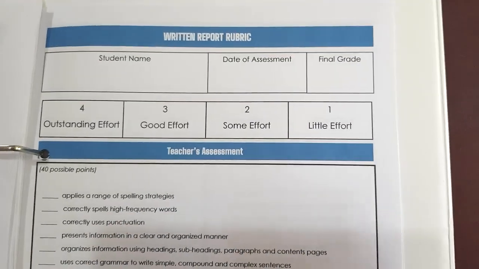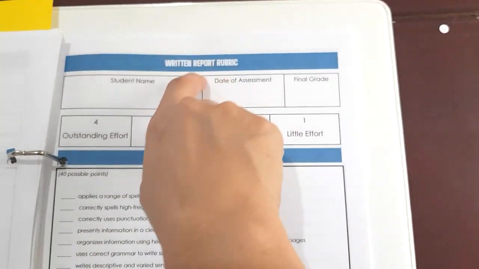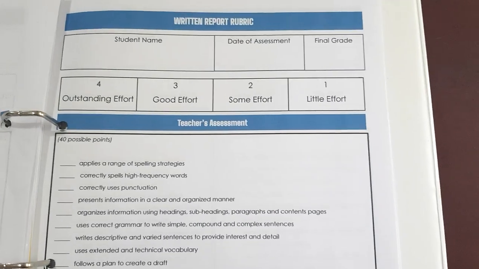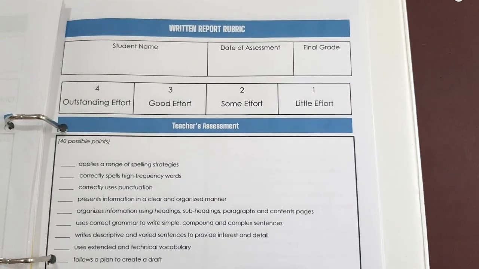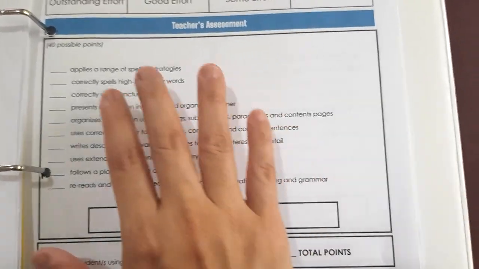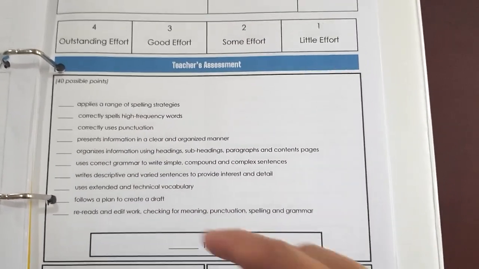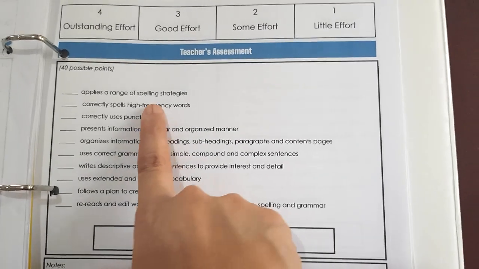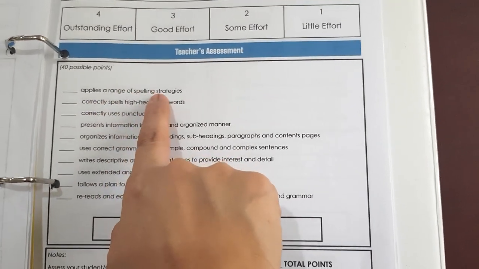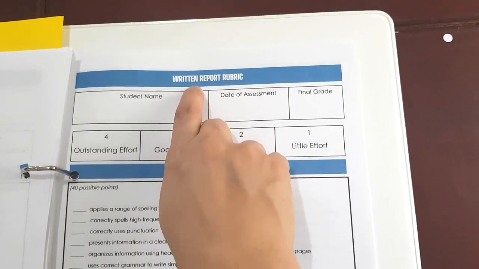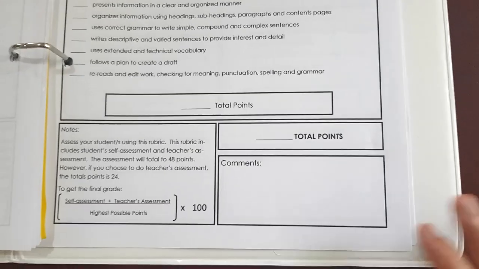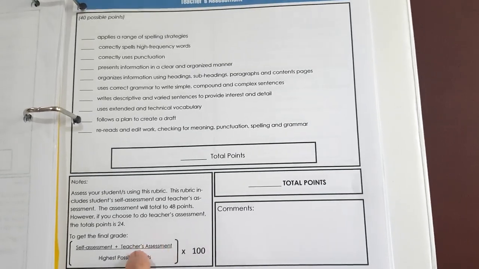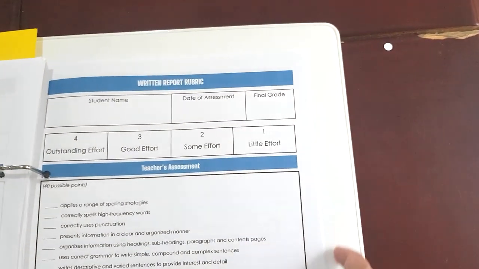So, eto na, mas specific siya kasi written report na siya. So, ibig sabihin, I'm grading him or her with the written report na ginawa niya. So, the same din siya, outstanding effort, good effort, some effort, or little effort. Pero, here in this part, wala na yung self-assessment. I just put the teacher's assessment. Okay? Tapos, iba na rin yung criteria na meron dito. It's connected na ngayon dun sa written report. Okay? So, total points, the same way as kung paano kunin yung final grade. So, when you compute it here, you just put the final grade here.